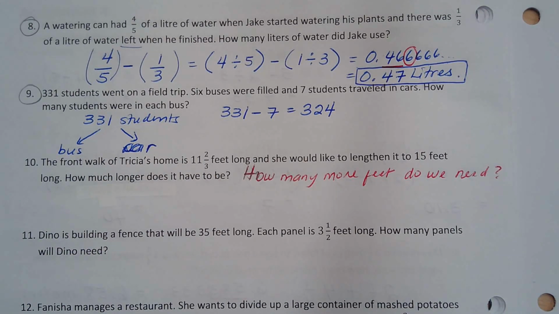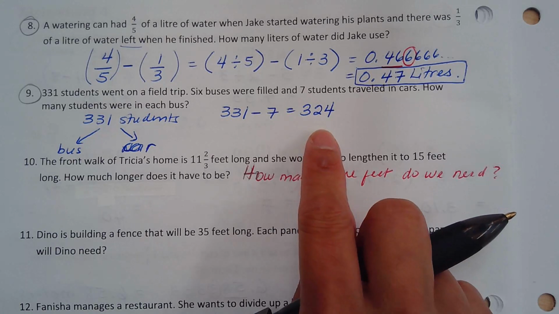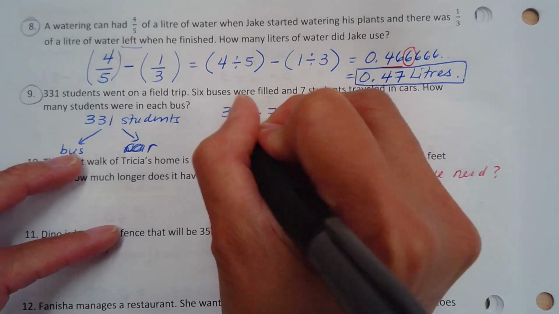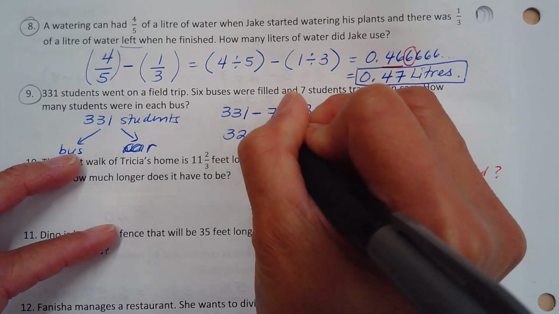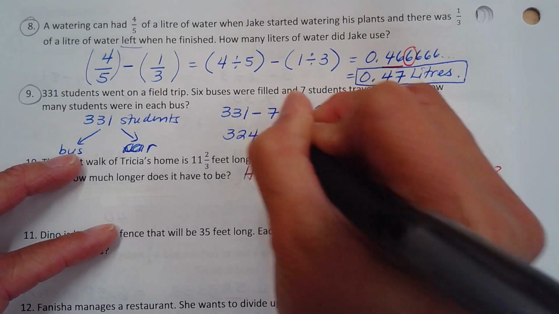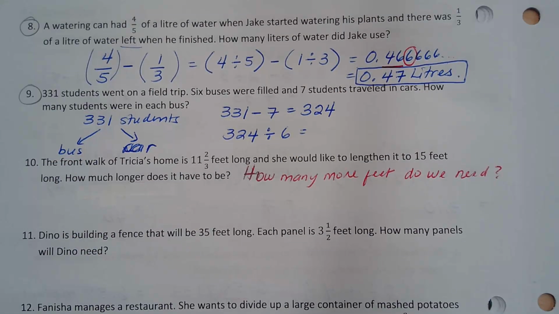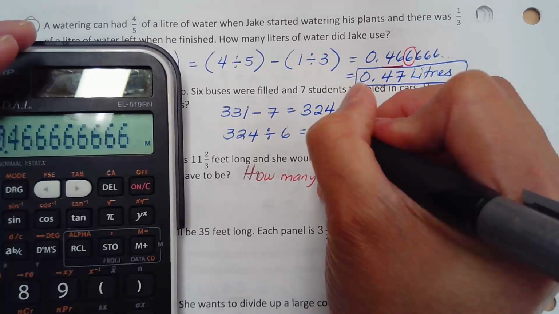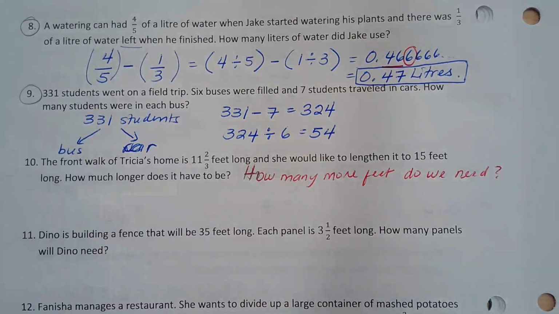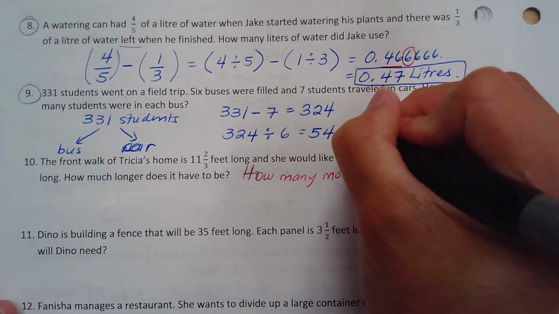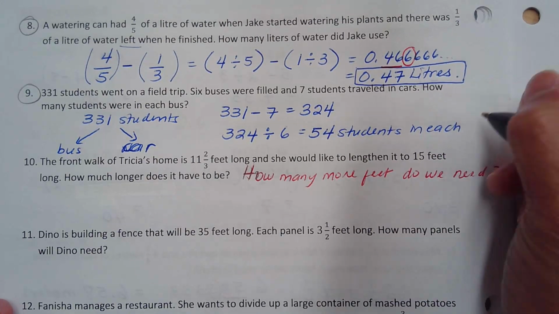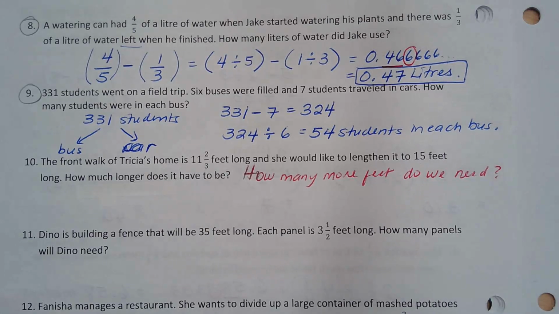324 students. Now these 324 students that are left were divided into the 6 buses. So we go 324 divided by 6, whatever that is. 54. Okay, well, thank you. 54 what? 54 students in each bus. I like that. Good. That's awesome.